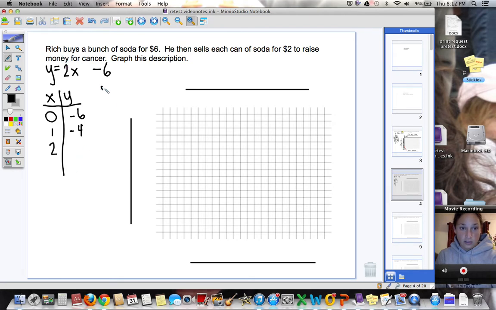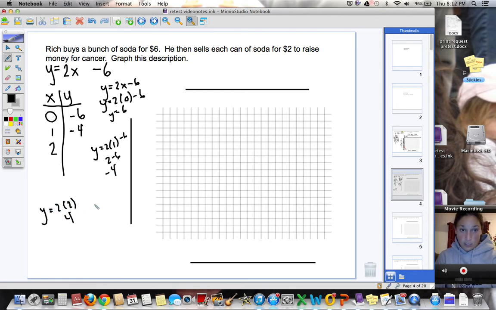So remember, we can always do this by doing this. Y equals 2x minus 6. To find my 0, I can put in my 0 for x. To find my 1, I plug in my 1. 2 times 1 is 2. 2 minus 6 is a negative 4. So to find my 2, 2 times 2 is 4. So he gets $4 from selling the soda, but he spent $6. So now he is only minus 2.